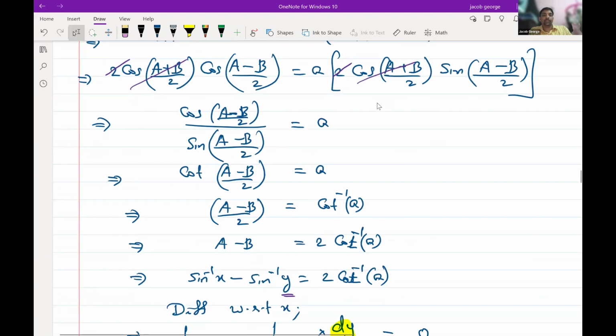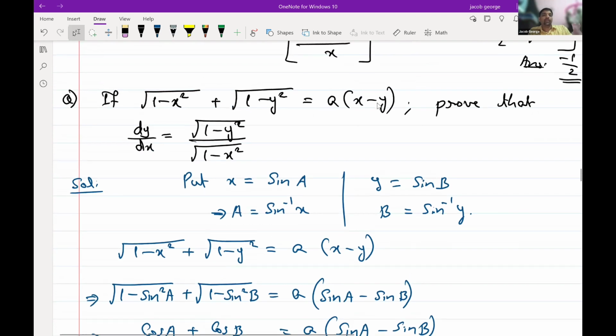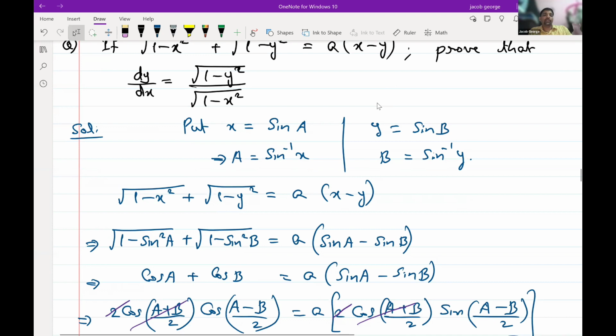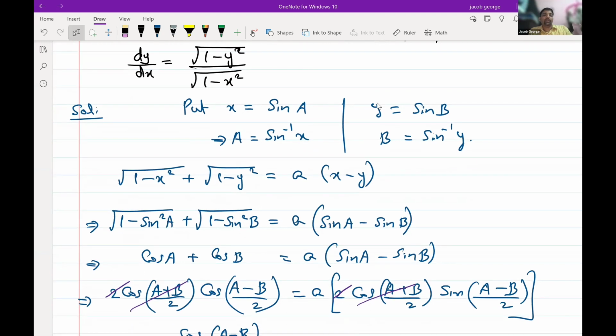Then we can do the simplification. Then here the variety questions. So this is an important question. Here 1 minus x square and 1 minus y square. Here we take x as sine A and y as sine B. Then it is root of 1 minus sine square A, the other one, root of 1 minus sine square B. 1 minus sine square A is cos square A. Root of cos square A is cos A. So cos A plus cos B is equal to a into sine A minus sine B.